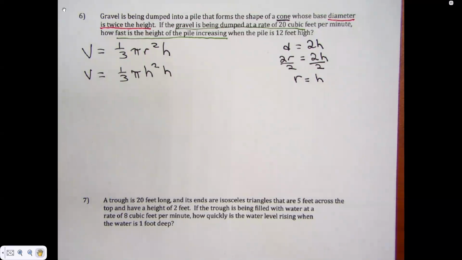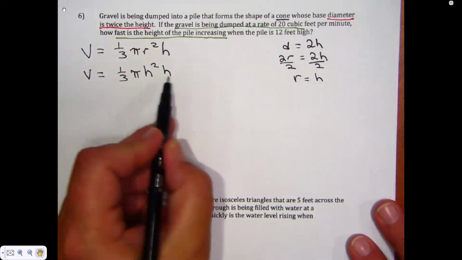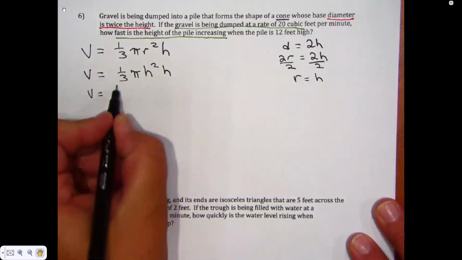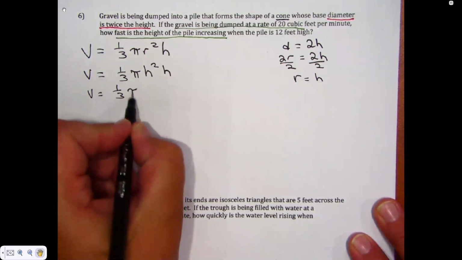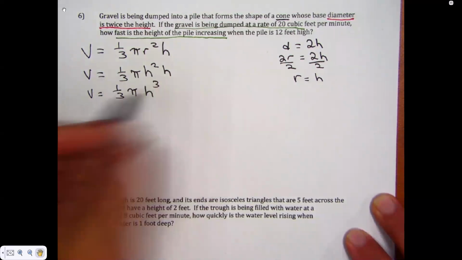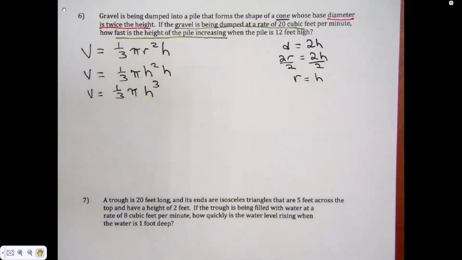Does that make sense? Okay, so now we're in good shape because now we can write this as V equals, volume equals 1/3 pi h cubed. When you're multiplying, add those exponents. And now we're ready to go. Now we're going to take the derivative. But what are we doing? The derivative with respect to time, which isn't even on here.